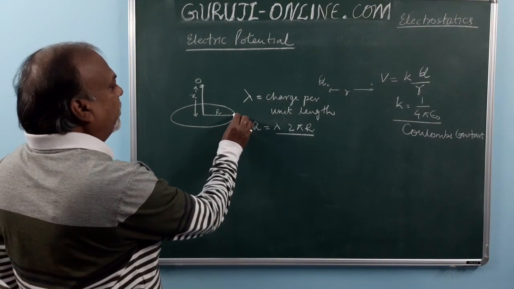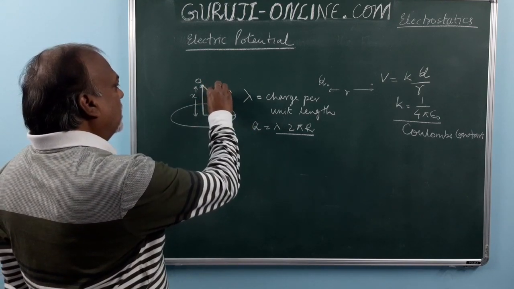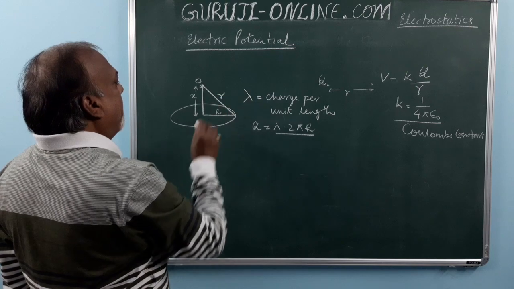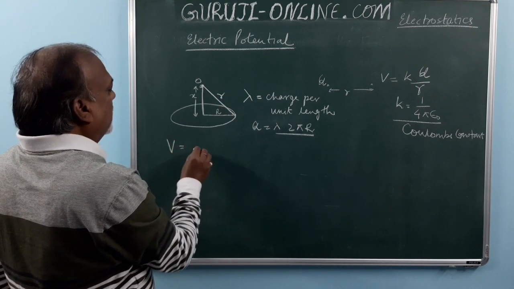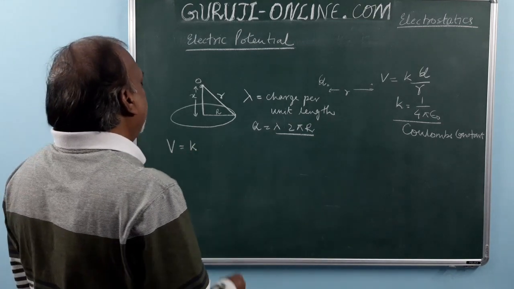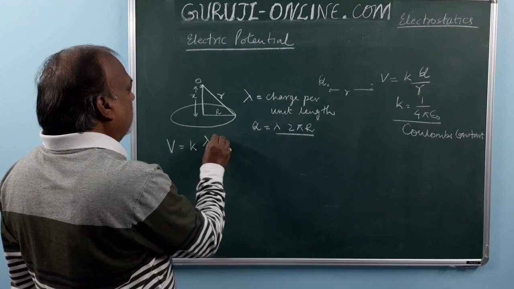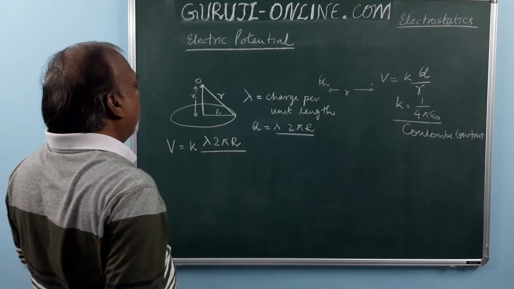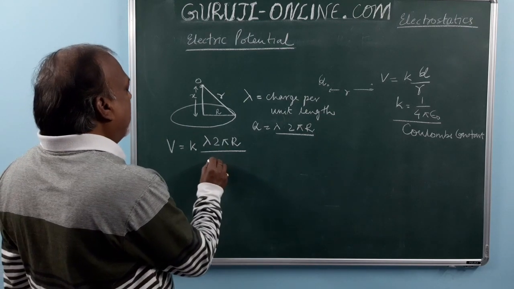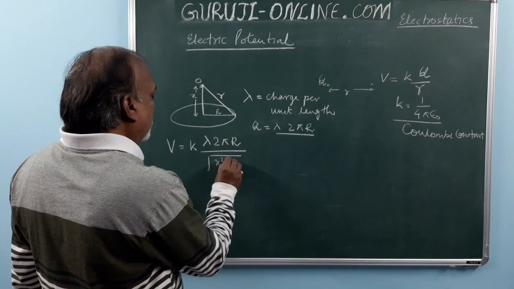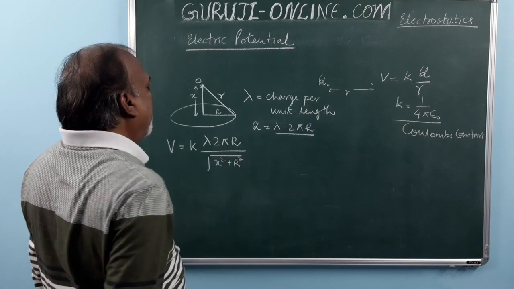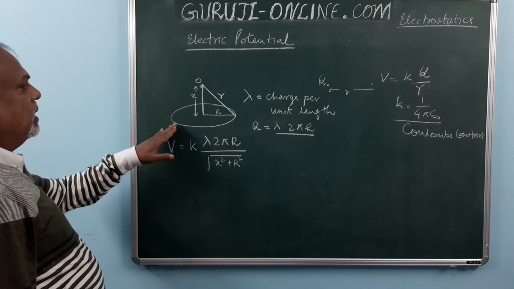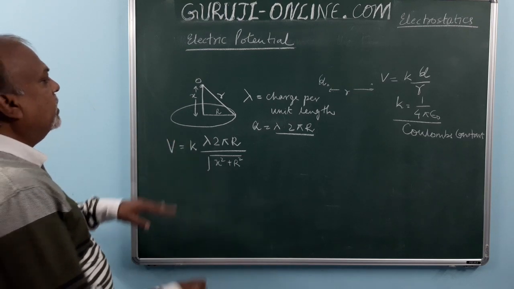Here, suppose if we take this point, and suppose this distance is R, then we will be having electric potential as K lambda 2 pi r upon R, where R is basically root x square plus r square. So this is in case of a ring.